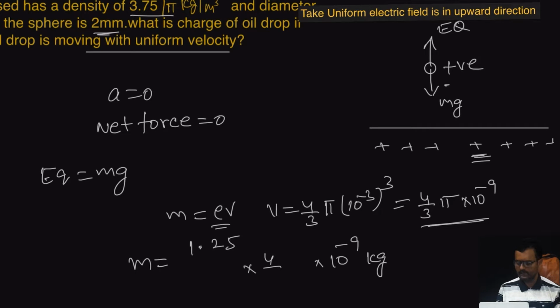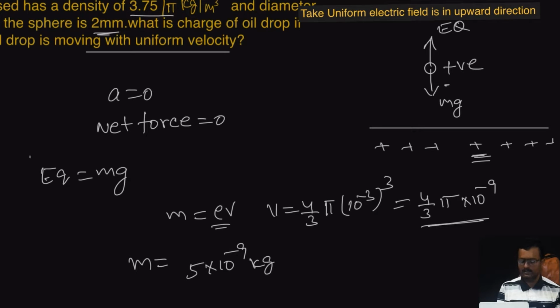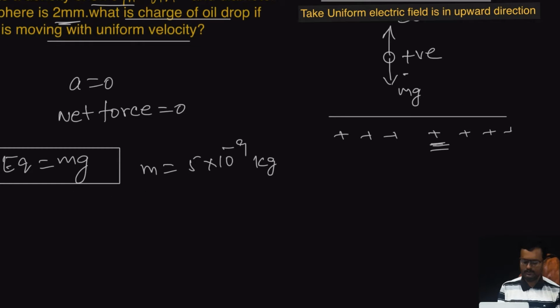4 into 1.5: 4 5s are 20, 4 2s are 8, 10, 4 1s are 4 plus 1, 5. So this is 5 into 10 power minus 9 kg. So mass is 5 into 10 power minus 9 kg. So from this formula, charge is equal to mg by E. So mass is 5 into 10 power minus 9.